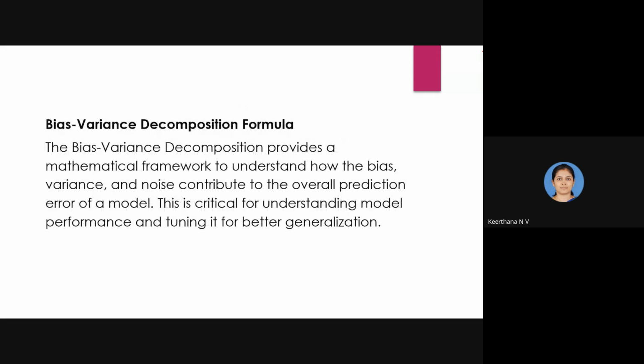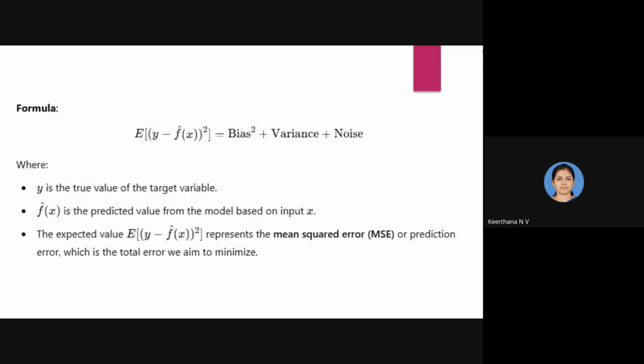First, you have to use the bias-variance decomposition formula and calculate how much bias and variance you are going to face while inputting your data into your model. This is very critical for understanding the model's performance and tuning it for better generalization. So this is the formula: total equals bias squared plus variance plus noise. With this formula, you can find the estimation of the expected value. It is known as the mean squared error. It is also one of the techniques in parameter estimation.